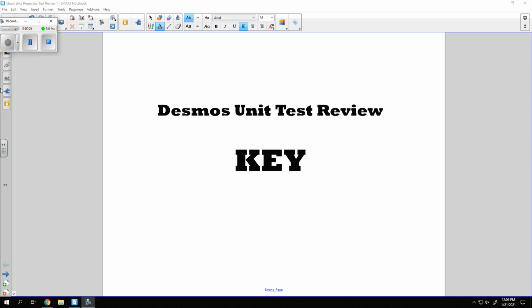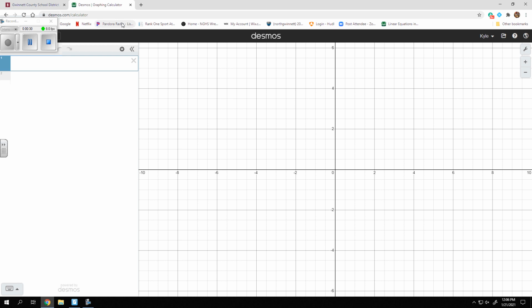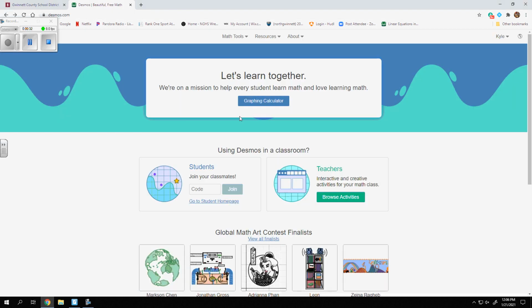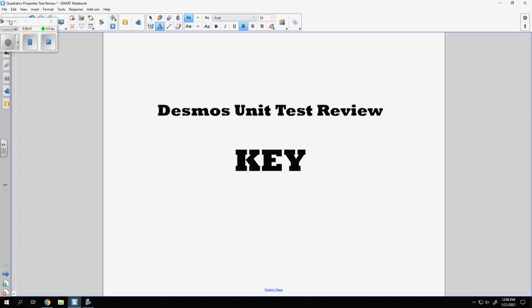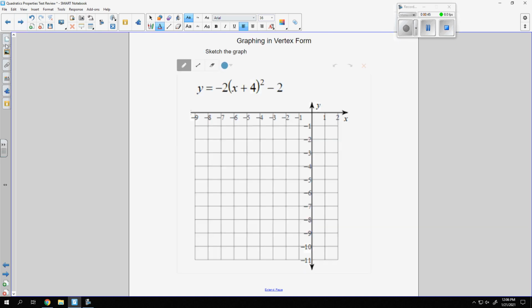And just a reminder, one of the things you will have access to is the Desmos graphing calculator. So be familiar with logging into Desmos. You can click that graphing calculator. I would have that pulled out anytime I'm doing any of my math work. So let's get this thing started and see how well we did.